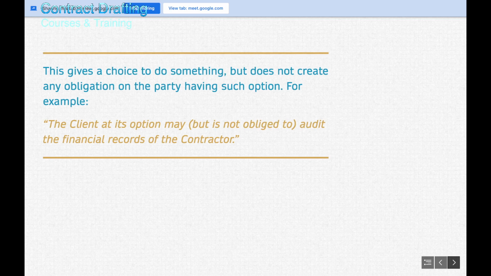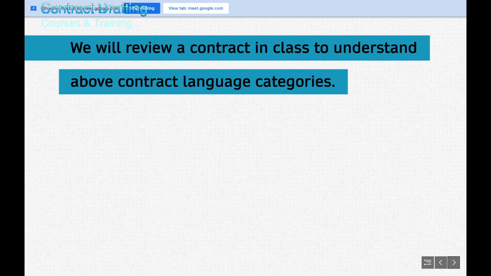Moving on, we will discuss a contract. We'll randomly pick a contract and we'll discuss these contract categories.